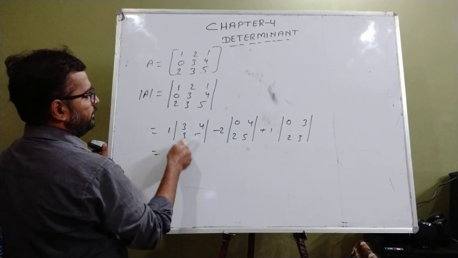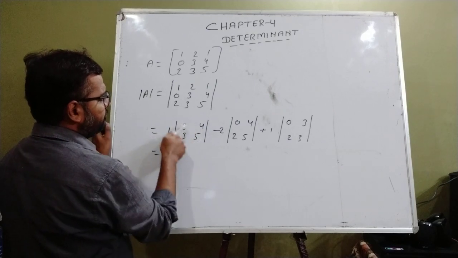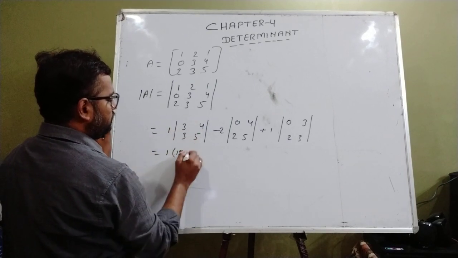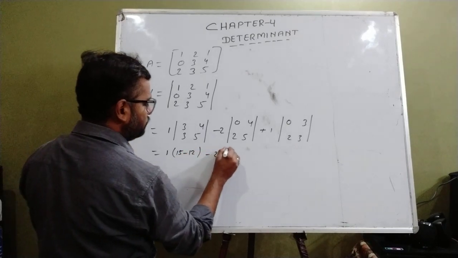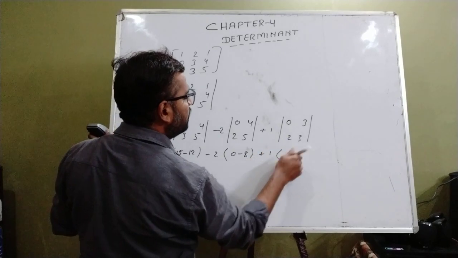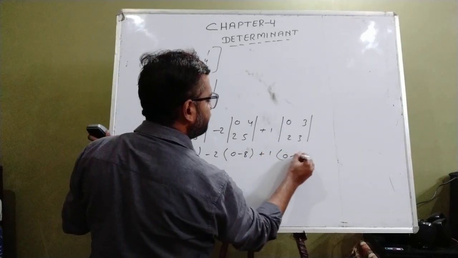Solve this one. 5 3s are 2 by 2 order matrix. 5 3s are 15. 1 into 15 minus 3, 4 are 12. Minus of 2. 5 0 0 minus of 8. 3 0 0 minus of 6.